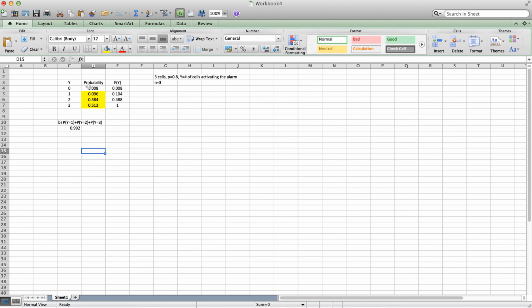So as you see, the function is actually quite clear in Excel. You have to give the number of successes that you are looking for. That's the value of y, the first one. Then they are going to ask you about the n, then the p, and then if you want it cumulative or not. And well, actually that's it.